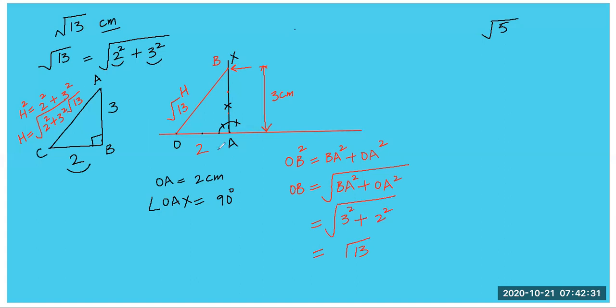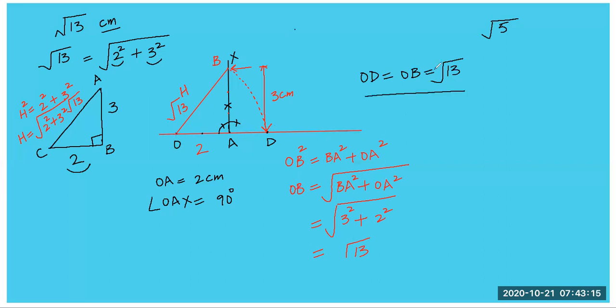Now, but I was asked to draw square root of 13 on the number line. So what I will do, I will take the needle of the compass here, put my pencil here, and draw this arc. Let's say this arc meets my number line here. Let's say this point is D. So my OD length is equal to OB length, which is equal to square root of 13.